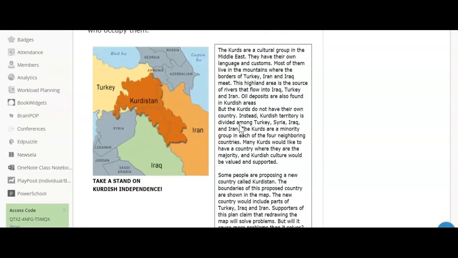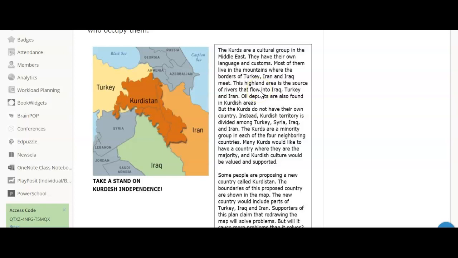The Kurds are a cultural group in the Middle East. They have their own language and customs. Most of them live in the mountains where the borders of Turkey, Iran, and Iraq meet. Okay, so talking about this area right here. The highland area is the source of rivers that flow into Iraq, Turkey, and Iran.